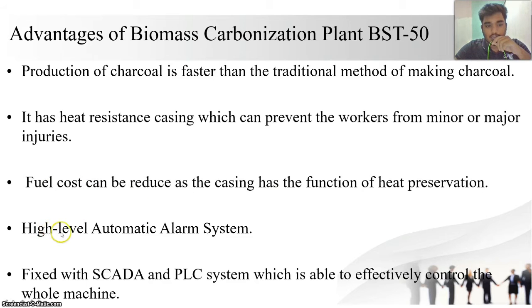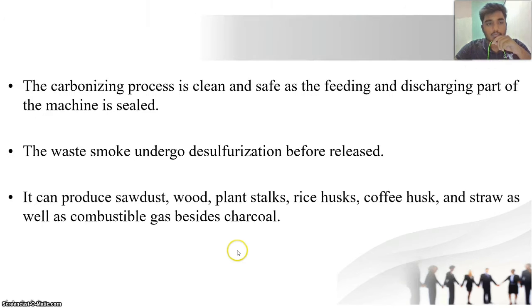And then the fourth one is a high level automatic alarm system. It is also fitted with SCADA and PLC system which is able to effectively control the whole machine. And then the carbonizing process is clean and safe as the feeding and discharging part of the machine is sealed. And then the waste smoke undergoes desulfurization before being released. And the last one is it can process sawdust, wood, plant stalks, rice husk, coffee husk, and straw, as well as combustible gas besides charcoal.